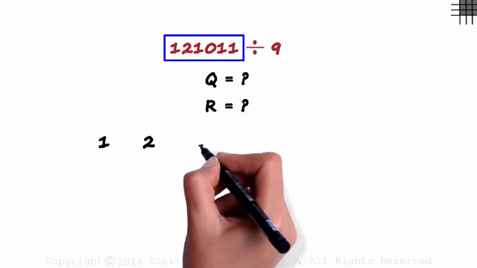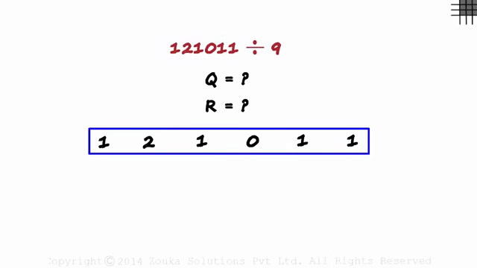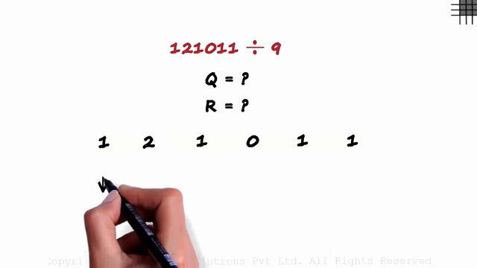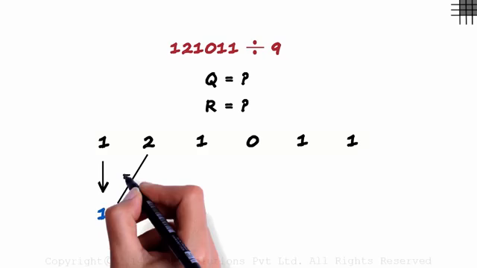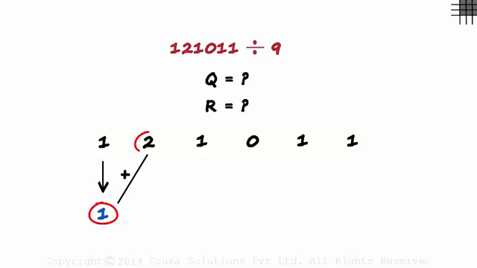First, we write the dividend as is. Once the dividend is written, we copy the first digit down and add this with the second digit. 1 plus 2 is 3. Then we add this result to the next digit. 3 plus 1 is 4.